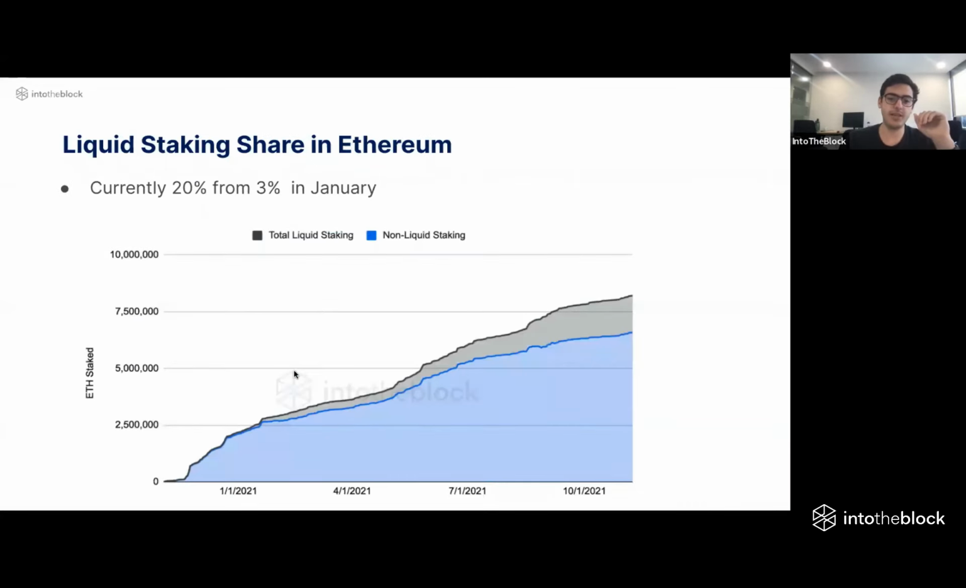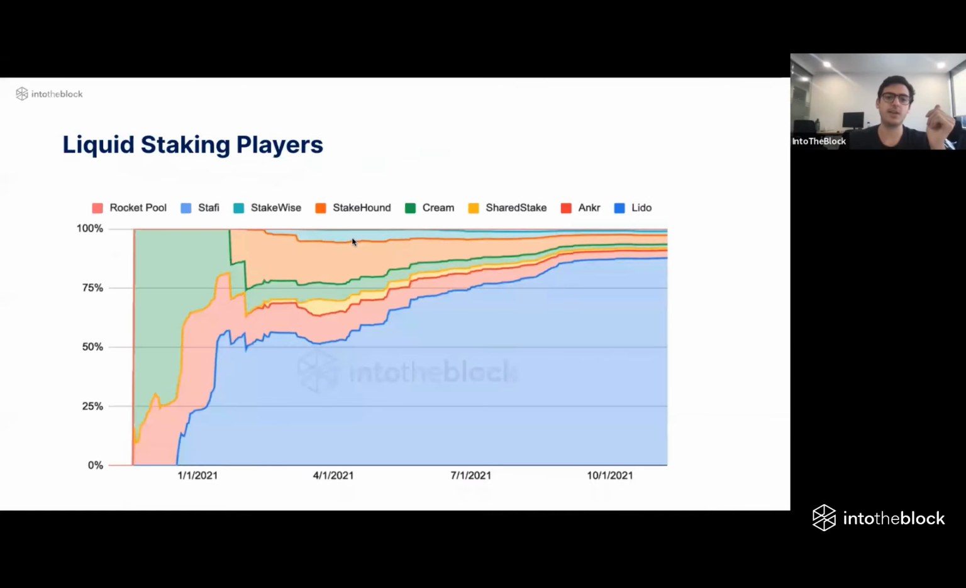And so even though it's quite a new concept, I believe they just started deploying it earlier this year, liquid staking has increased in relevance significantly throughout 2021. It went from just 3% in January 2021 to currently, I believe, over 20%. So this really shows that there's demand to unlock this yield, and of course, a lot more utility that you can do with liquid staking.